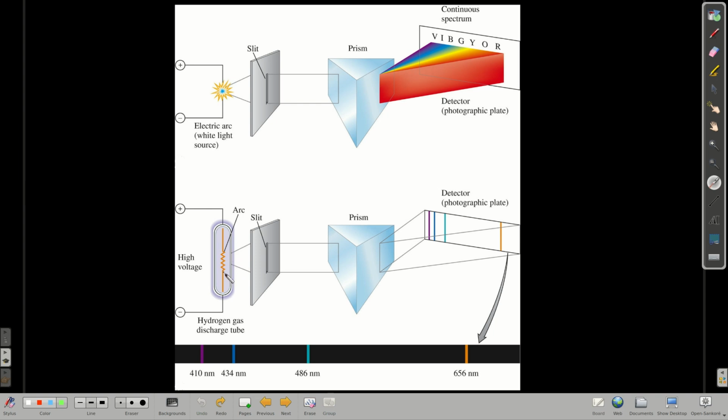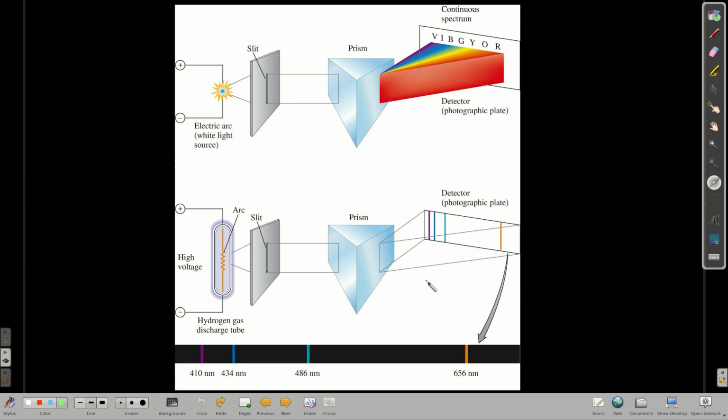But anyway, when you take the light that comes out of this gas discharge tube, and we'll just use hydrogen because that's the simplest, and pass that through a prism, instead of seeing a continuous spectrum, all the colors of the rainbow, you only see certain lines. You see only certain colors, certain wavelengths of light. For hydrogen, the ones that you can see in the visible region are 410, 434, 486, and 656 nanometers. This is called a line spectrum.